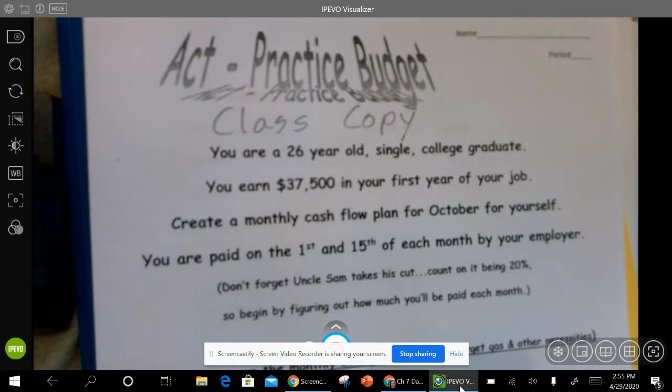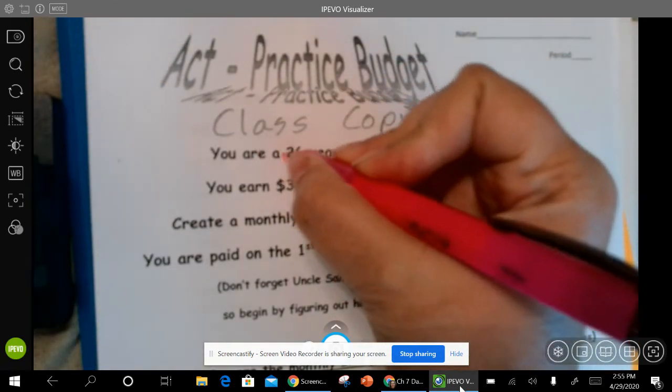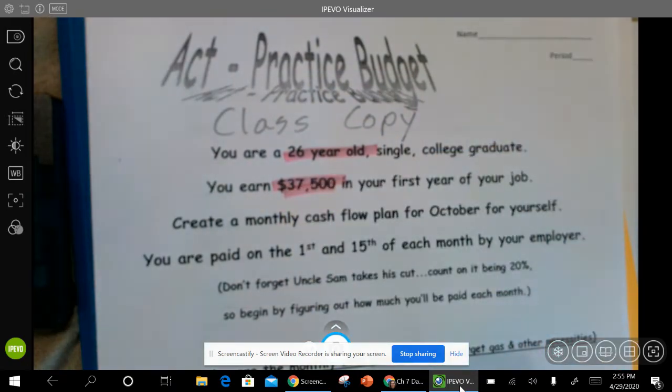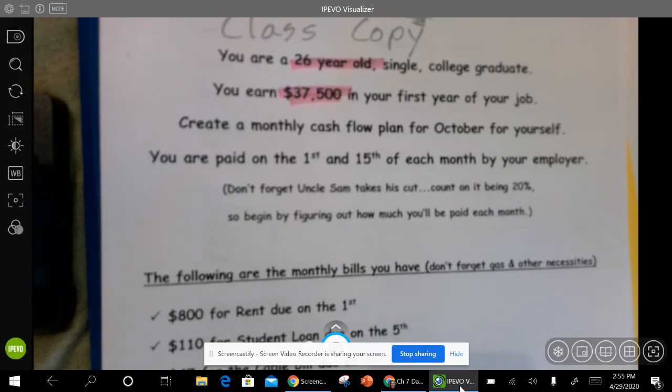So we're going to work on a budget. We're going over this example. Okay, so this one says you're 26 years old, single, and a college graduate. You're earning $37,500 your first year on the job. We're going to create a monthly cash flow plan for October.